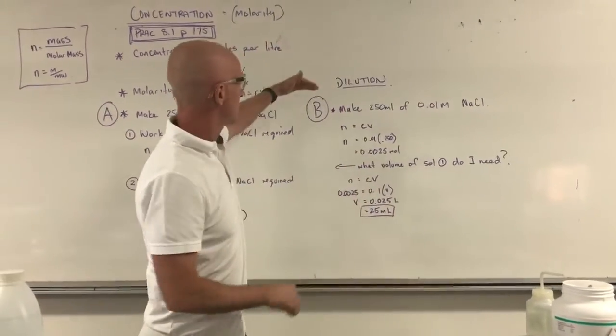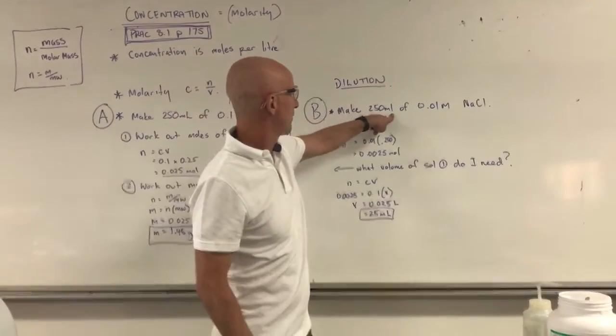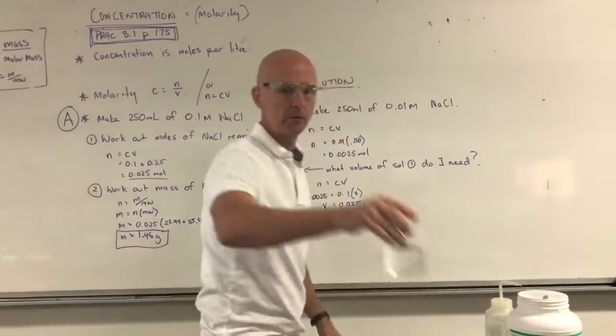Now, the second part, part B, is a dilution, and it wants you to make 250 mils of a 0.01 molar sodium chloride solution from this.